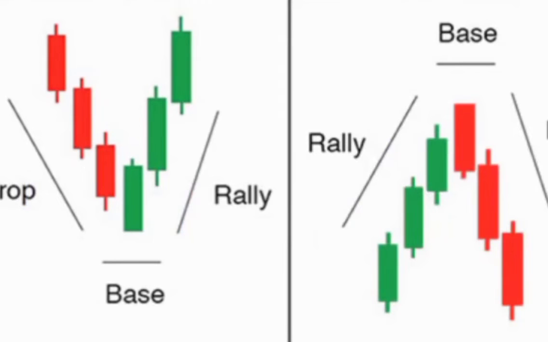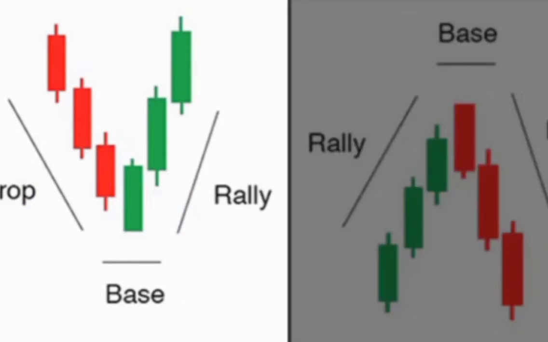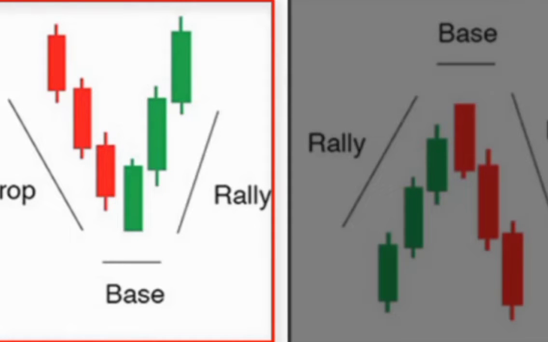Now let's move to another different demand zone pattern, which is the drop base rally. The drop base rally is a structure which always forms a demand zone in the market. This pattern differs from what we've just looked at mainly because of their location in the market.